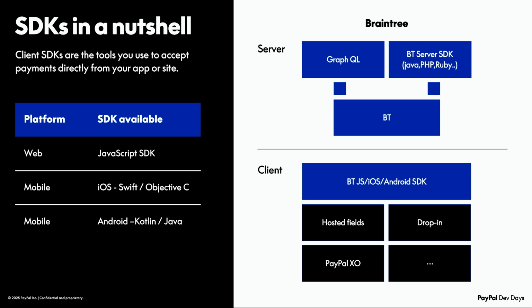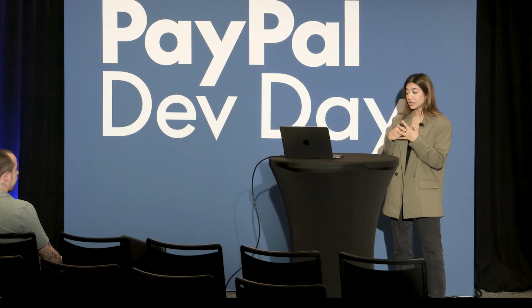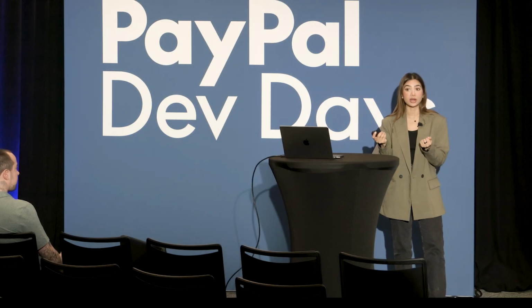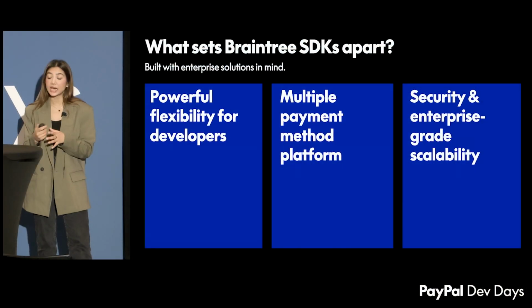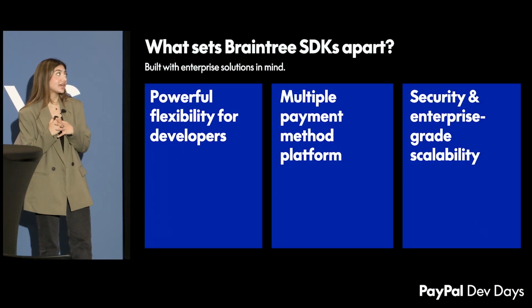As you can see on the left side, you have all the supported languages. On web, as mentioned, we have the JavaScript SDK, and on mobile, we have both iOS and Android. For iOS, we support Swift and Objective-C, and for Android, we support Java as well as Kotlin, which we did a whole rewrite in our Android v5. What sets Braintree SDKs apart?